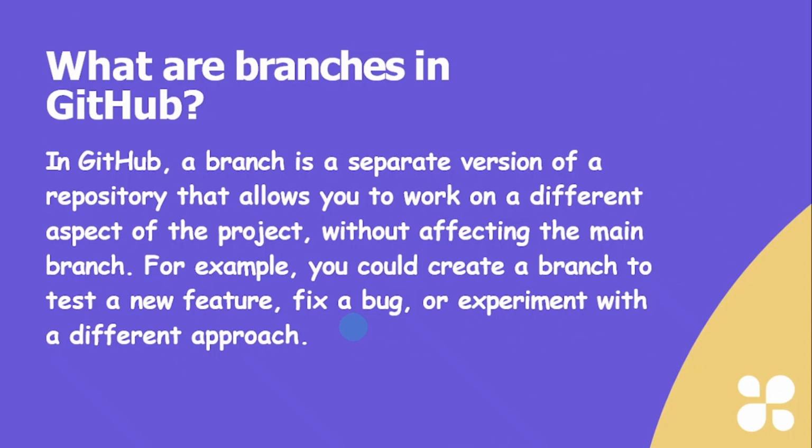So what then is a branch in GitHub? In GitHub, a branch is a separate version of a repository that allows developers or users to work on different aspects of the project without affecting the main branch or the main code base, because later they're going to merge it. For example, you could create a branch to test a new feature, fix a bug, or experiment with a different approach.